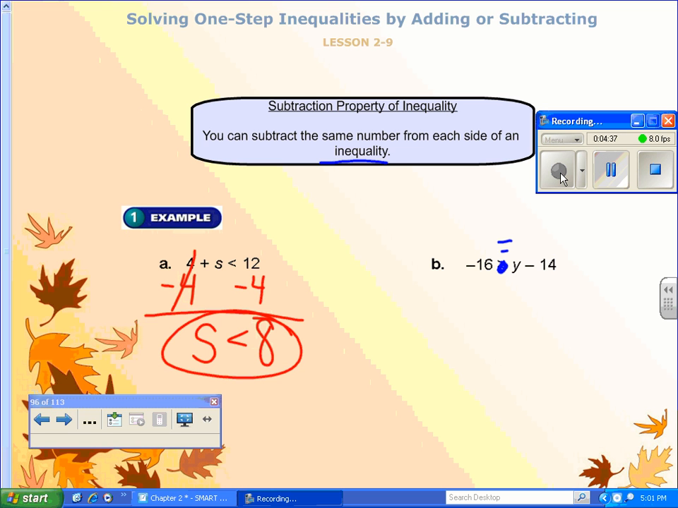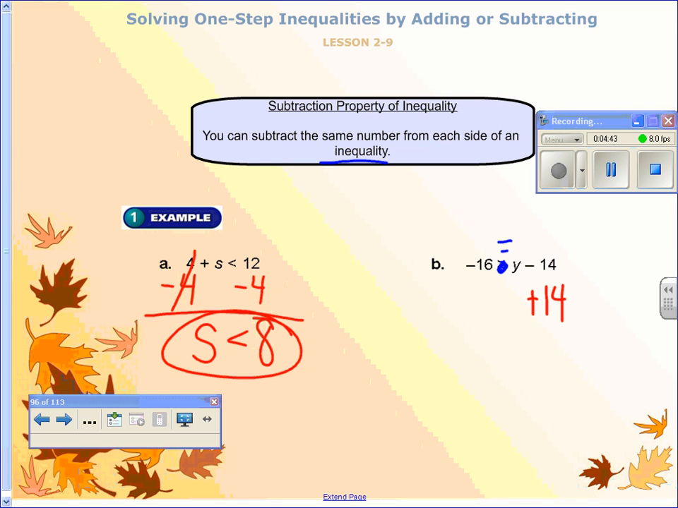Pause me now. All right, so in order to get y by itself, we have to add 14 to both sides. So if I do that, then I have a negative 16 plus 14. Again, we're adding integers here, and they have different signs, so I just subtract them. If they have different signs, you always subtract. And I get 2. The bigger number is 16, and it started as a negative, so I have a negative 2, and then I have y.